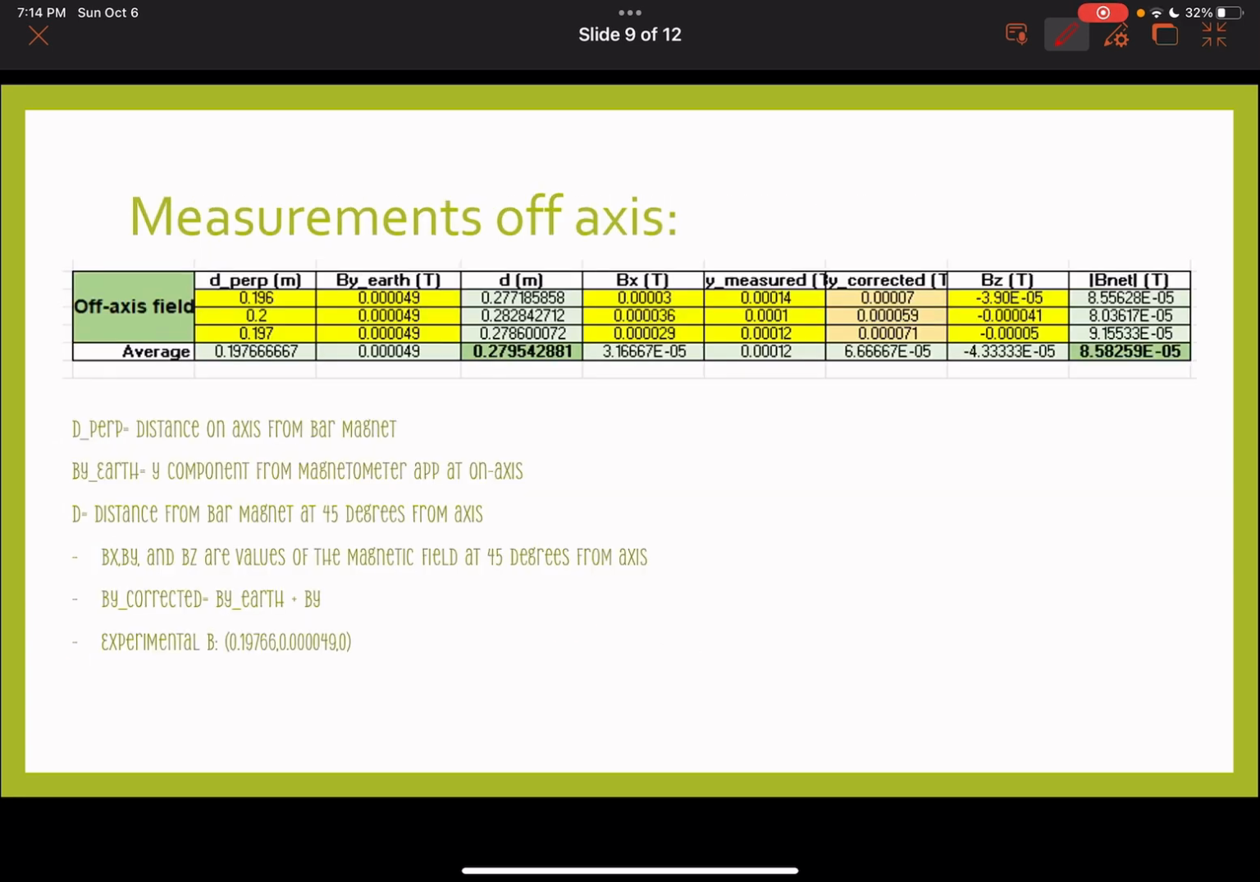For measurements off axis, these are all our data points, and we average them and account for Earth's field, and then the other points. So we get that our experimental B is 0.9766, 0.00049.